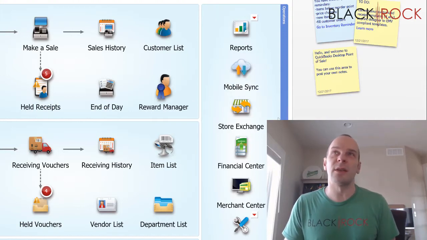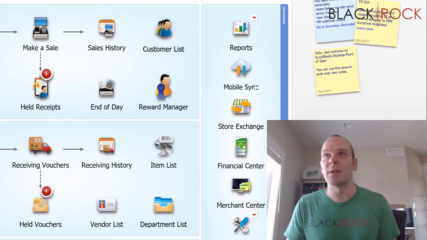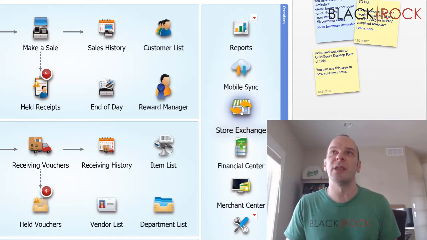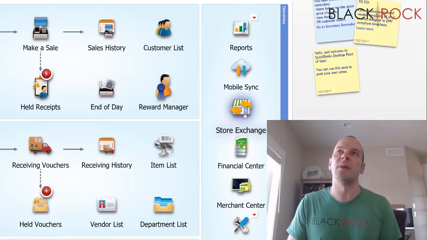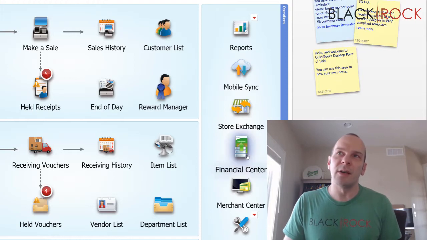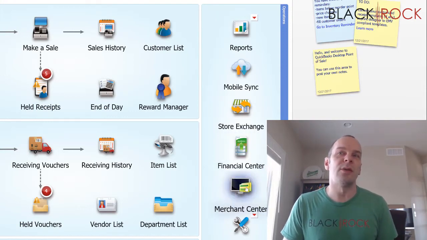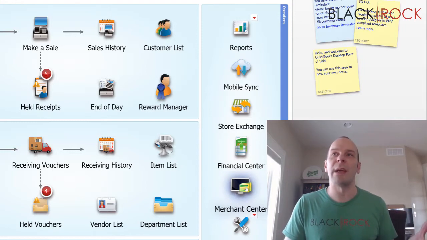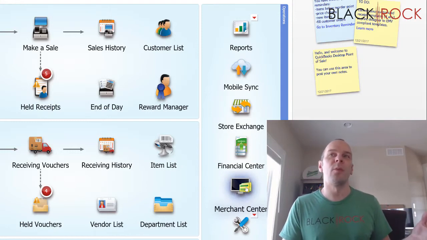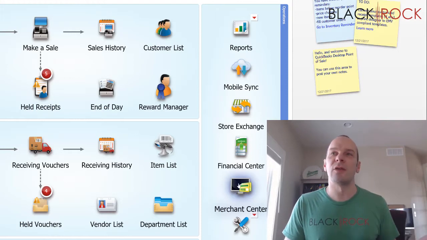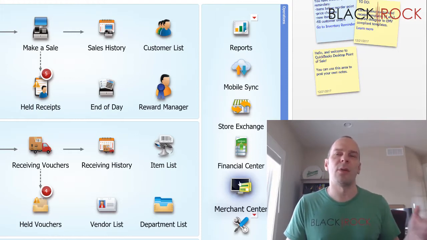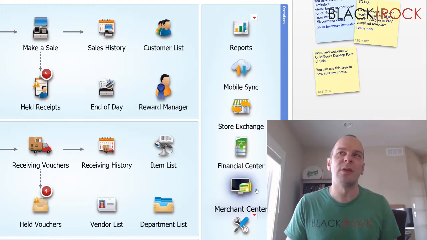I'm on the multi-store version here, so I have a store exchange area, and that is where the multiple stores are exchanging information. That's how you set that up. Financial center is the area where you can look at the settings that have to do with point of sale talking to QuickBooks accounting. Merchant center right here jumps you into your QuickBooks payments online portal, where you can check on the transactions, make sure whether they happened, or if you need to reverse one manually for some reason, you can do it there.